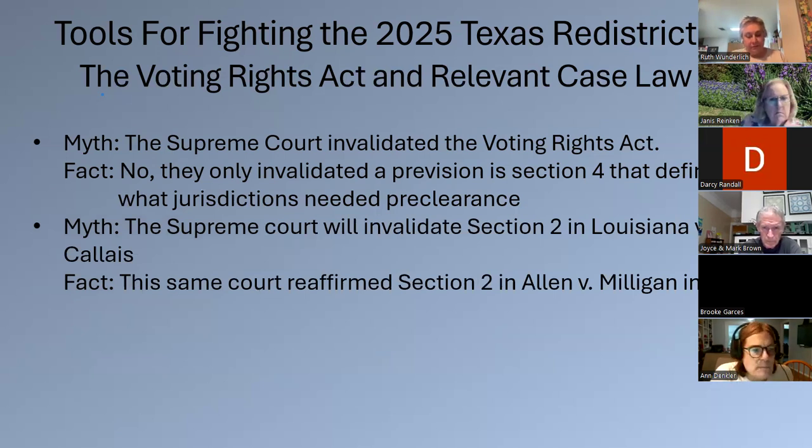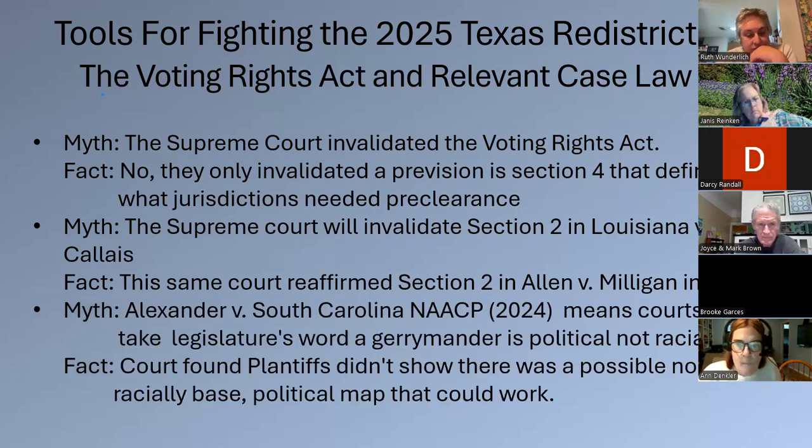The second myth you keep hearing, in the case Louisiana v. Callais, is that the Supreme Court will override Section 2. As I pointed out, just two years ago this court affirmed Section 2. This is just hopeful thinking on the Republicans' part. I hope so. I mean, you can't trust the Supreme Court, but, another myth.